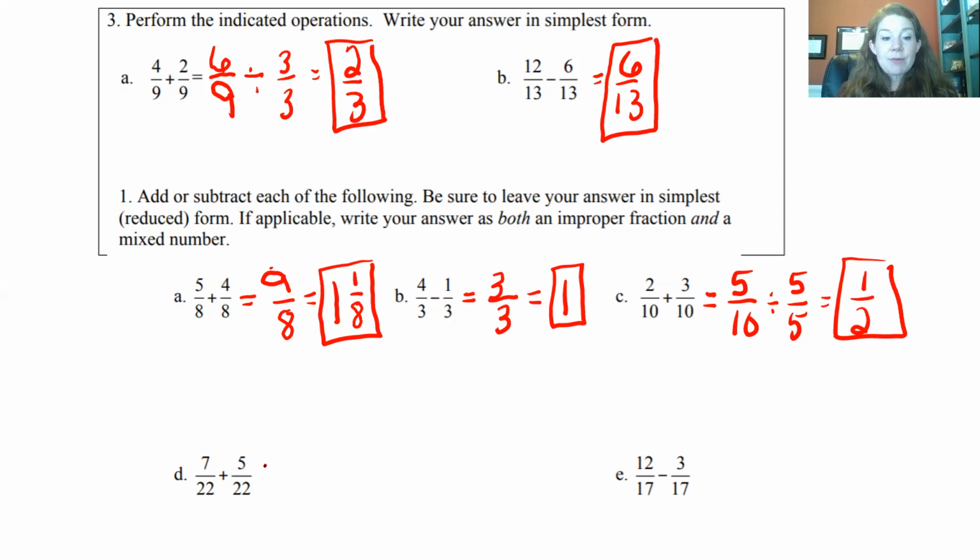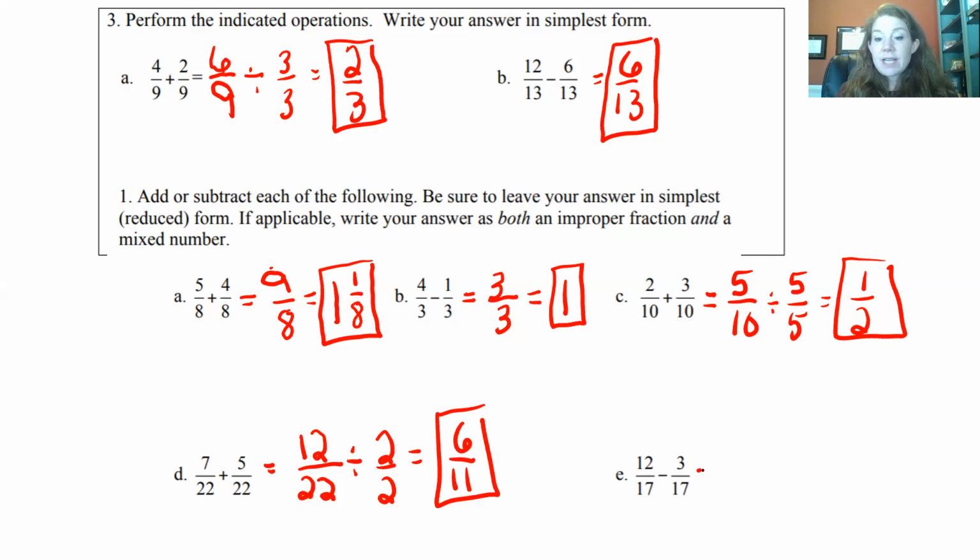Letter D, I'm going to use my denominator of 22. 7 plus 5 is 12. I can divide both of those numbers by 2. So my final answer is 6 over 11. Letter E, our denominator is 17. We're going to subtract 12 minus 3 and get 9. They don't have any common factors, and it's a proper fraction, so we're done.